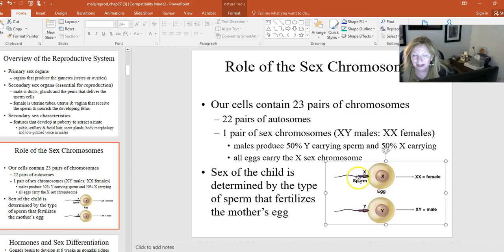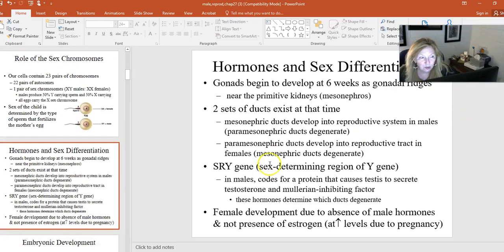Females don't have the Y. But the sperm will either be holding an X in the 23rd pair or a Y, and it's usually 50-50. So when males are producing sperm, about half of the sperm per ejaculation are going to be X and the other half may be Y. Okay, so that's just sort of a visual on that.